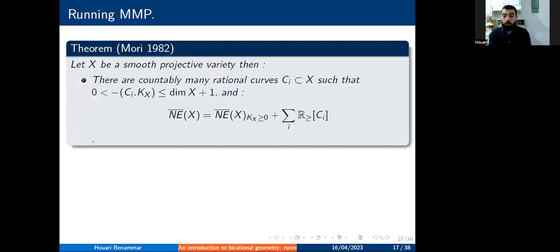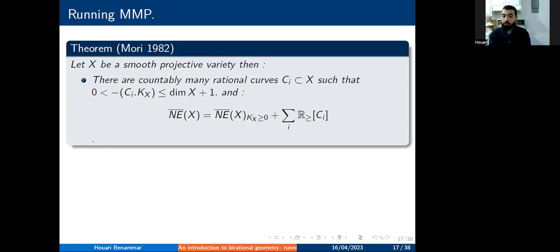Okay. So now we discuss the Mori-Kollár theorem. This was a fundamental result to finish MMP in higher dimension. Okay, so what is the statement?